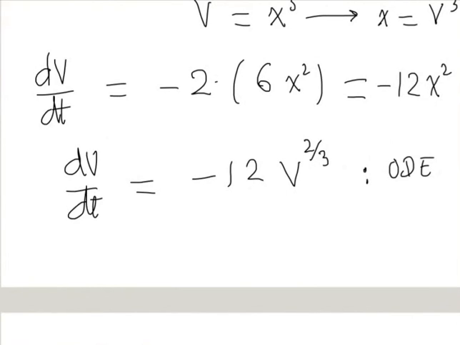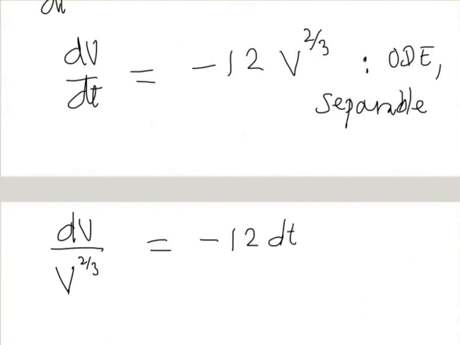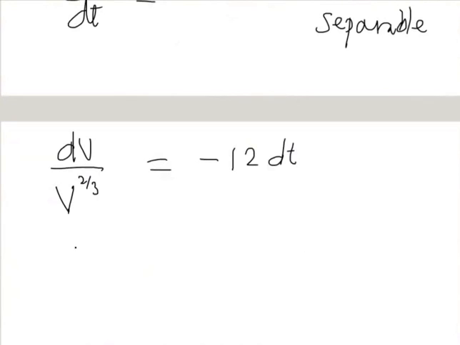What type of differential equation is this? It is a separable equation, because we can separate the two sides by dividing both sides by V to the 2/3 and then multiplying both sides by dt. We have minus 12 dt here. And now integrate.